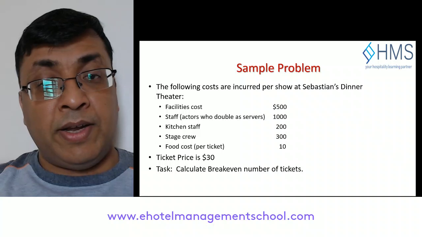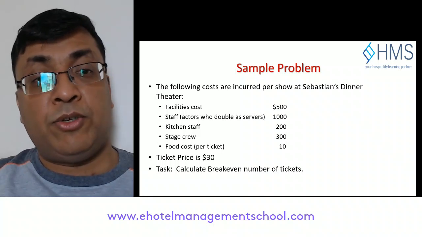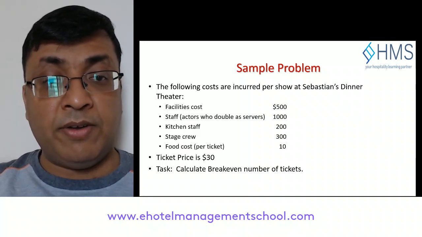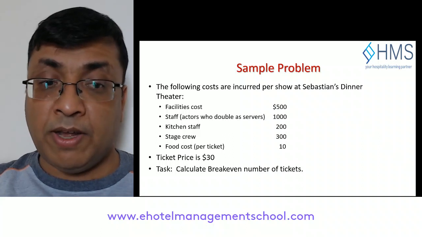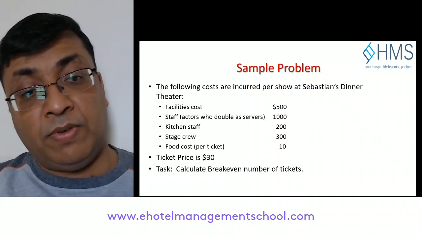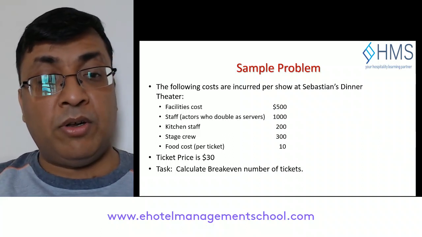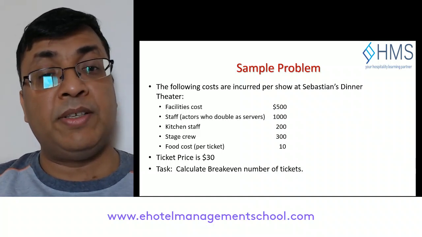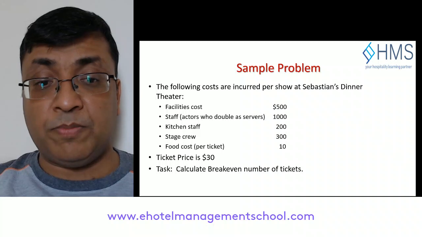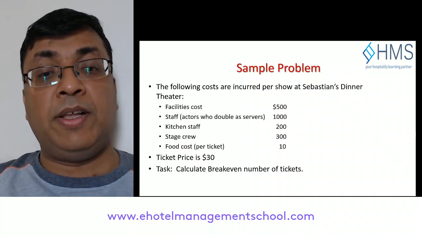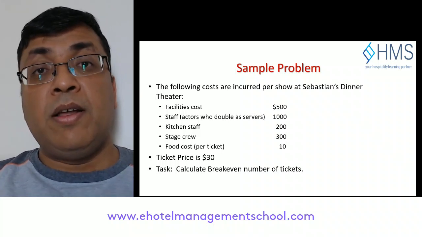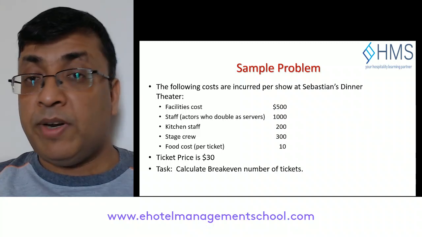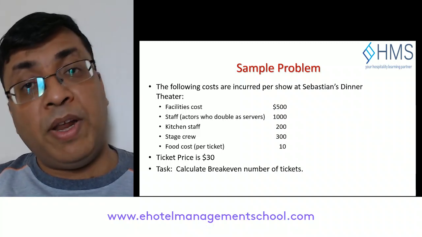We are taking up a problem with a restaurant dinner theater, where the rental cost is $500, staff is $1000, kitchen is $200, stage crew is $300, and food cost per unit is $10. So that is variable cost, and the ticket price is 30. Now we want to understand the minimum number of customers we need to break even.